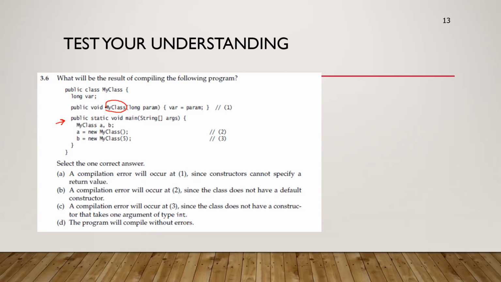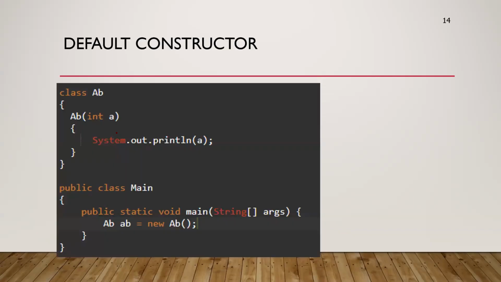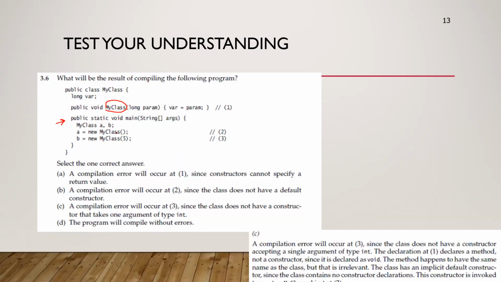Is it clear to you? Basically, this is not a constructor. You will come here. There is no problem with this because you already have a default constructor. But when I go and say new MyClass with 5, I don't have a constructor which takes one integer as an argument, so I will get an error. So the option will be C. I think some of you already said C.